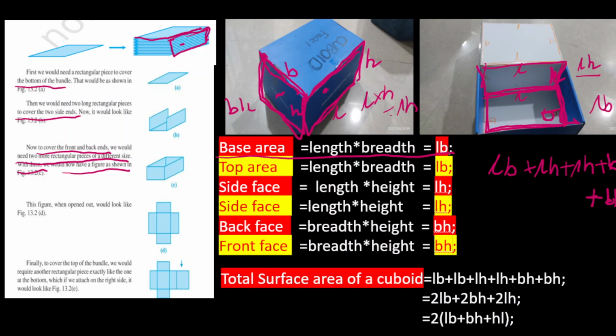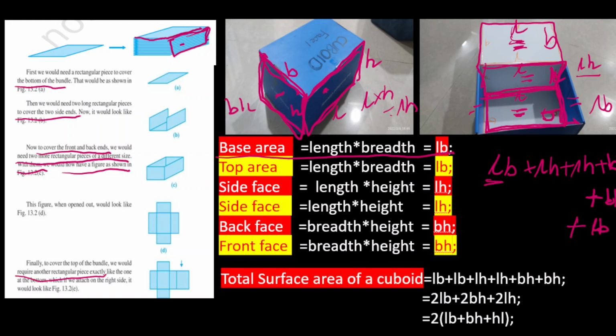Now finally, to cover the top of the bundle, we will require another rectangular piece exactly like the one at the bottom, of the same size as the base. Here we know that the two side ends are equal, the front and back ends are equal, and the top and base are equal in measurement. So the base area is length into breadth, and the top area also becomes length into breadth.